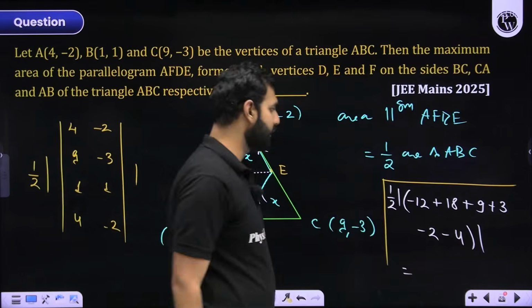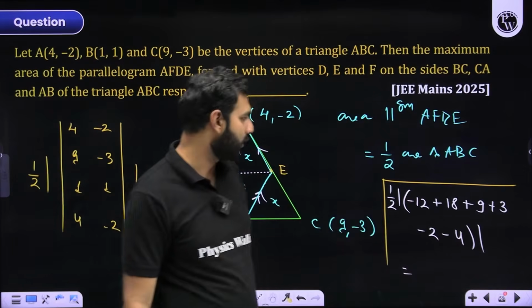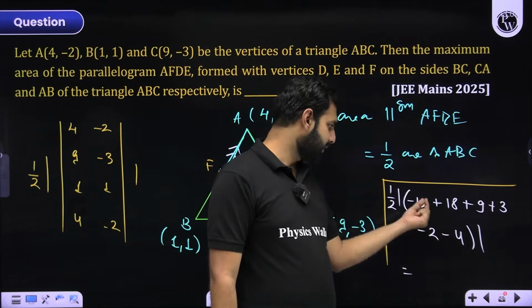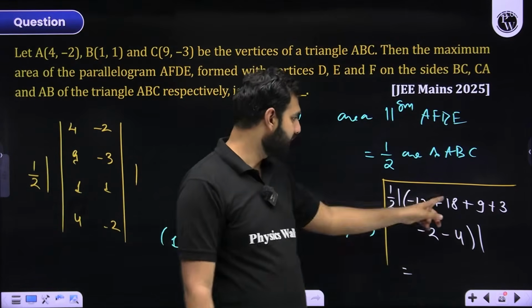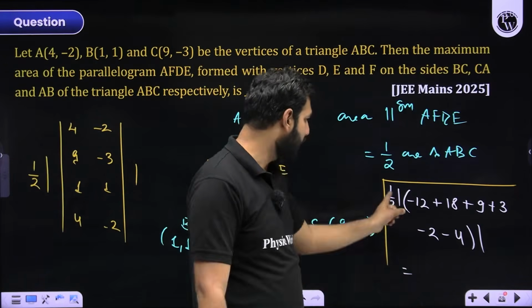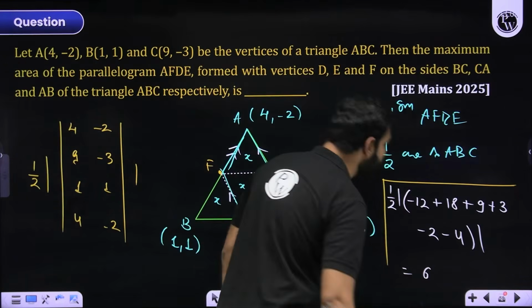So what it turns out to be, I hope we can calculate it very easily. See, 4 2 is 6, minus 12 minus 6 is minus 18. So plus 18 minus 18 is 0. So 9 plus 3 is 12. 12 upon 2 is 6. So that is the area of the triangle ABC.